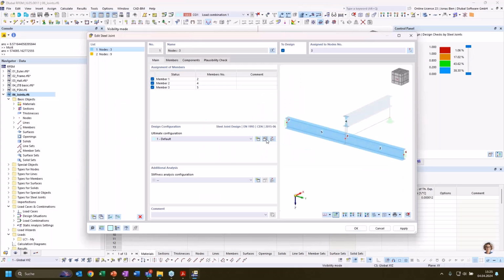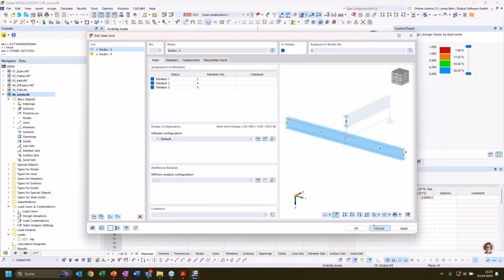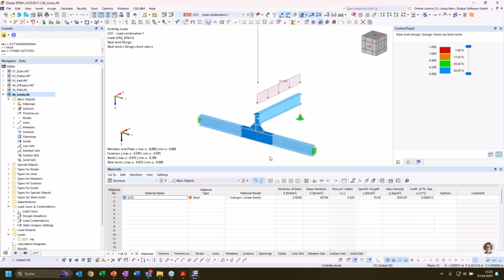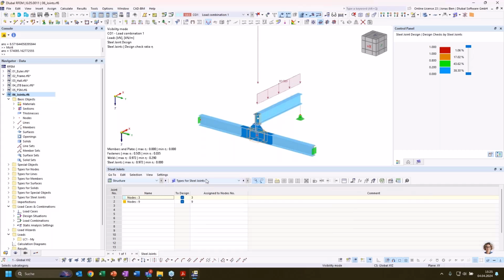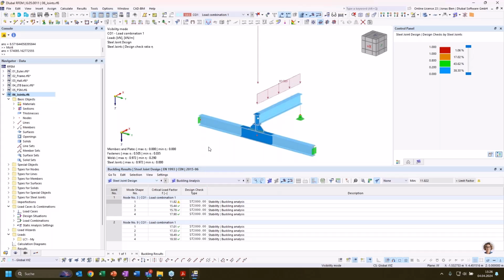I first want to show you where I can activate it. You can find that in the ultimate configuration for the steel joint, in the first point, perform buckling analysis. If you have activated it, then not only the resistance of the components is calculated, but also a linear eigenvalue analysis is performed. We can assess the results via the table. Here we see that we don't only have the result values for the stress-strain analysis, but also for the buckling analysis.